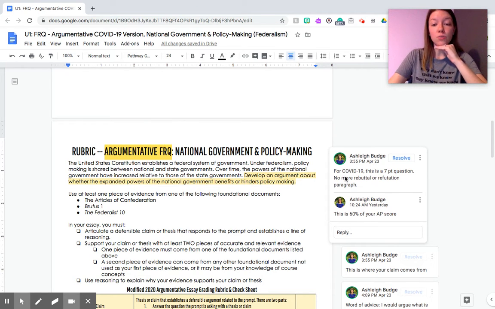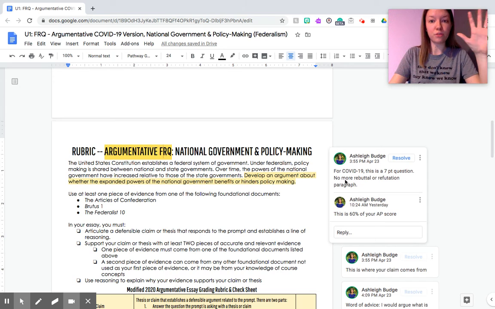Okay. Now, one change that a couple of you asked me about when you were working on this actual assignment: you do not need to include a rebuttal or a refutation paragraph. In past exercises, at the very end, we wrote that the other side of the argument says this, however. You do not need to do that. You absolutely do not and should not do that. It's not going to earn you any points, and it's going to take you way longer to complete the actual assignment. Okay, so keep that in mind. That is a big change for this revision.